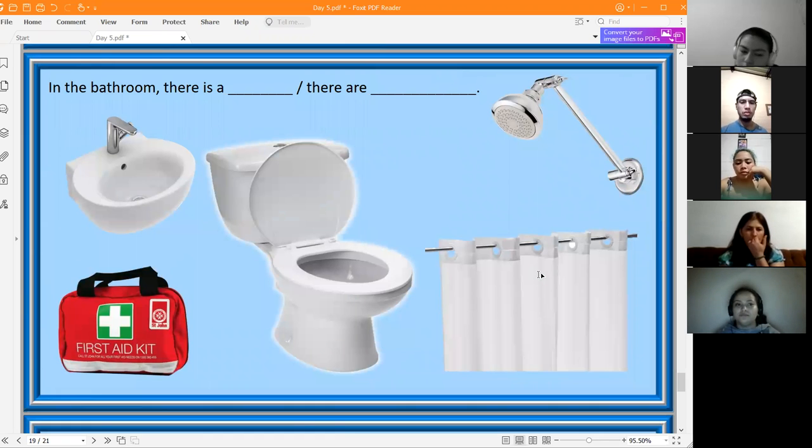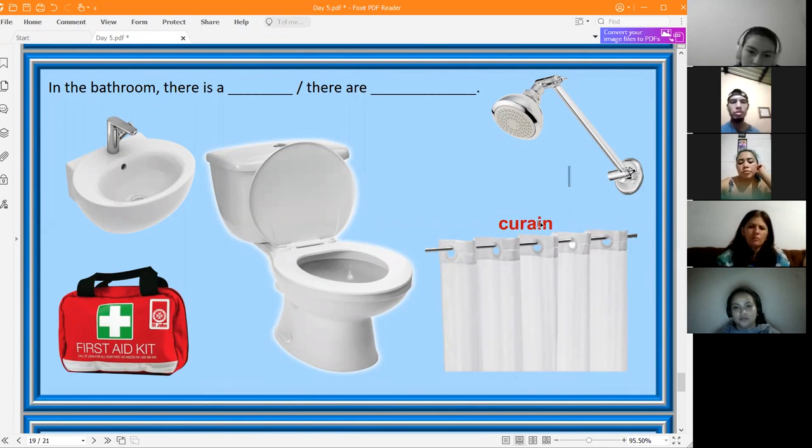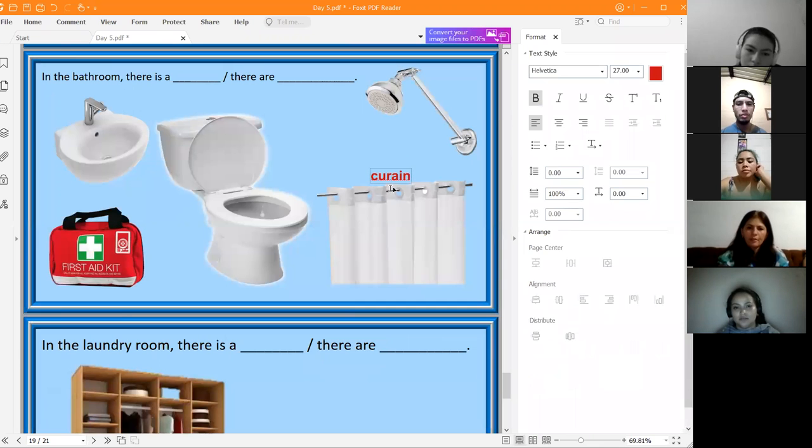There is a toilet. There is a curtain. I'm missing a T. Okay. Thank you, William.